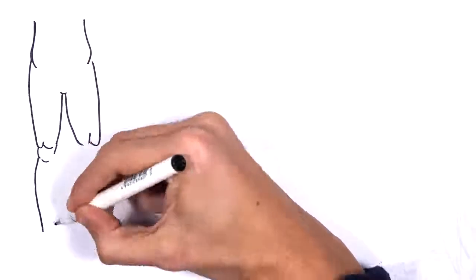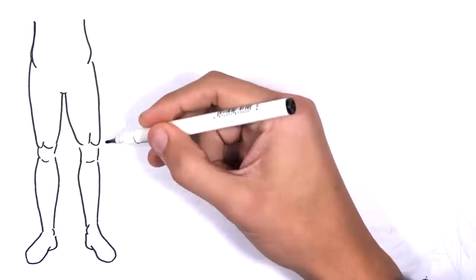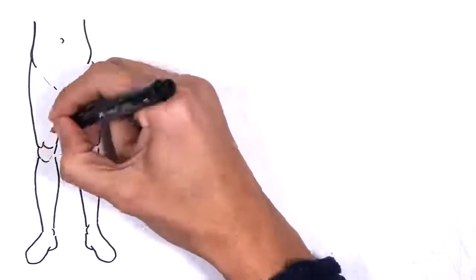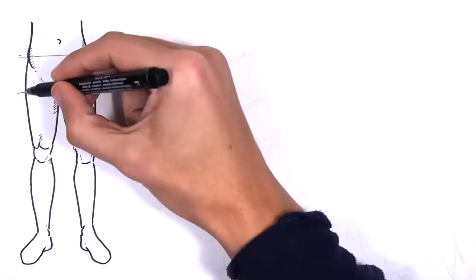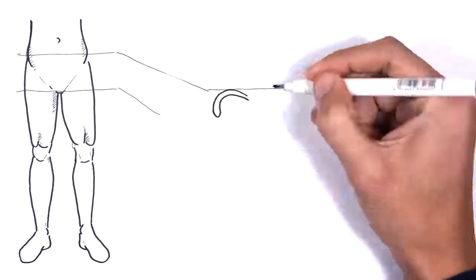Hello, in this video we're going to look at the lower limb anatomy, and this is an overview, and we'll primarily look at the bones and also some common clinical pathologies. So here I'm drawing the lower limbs from the pelvis down.